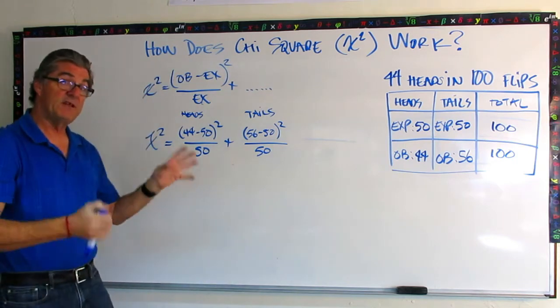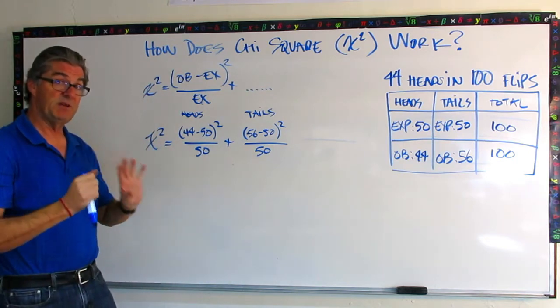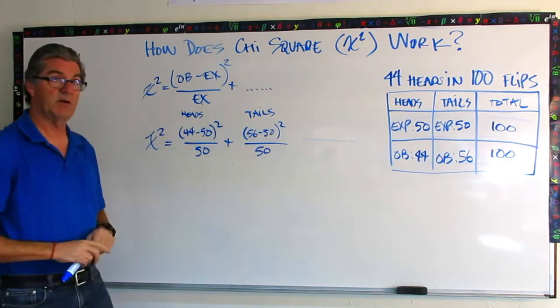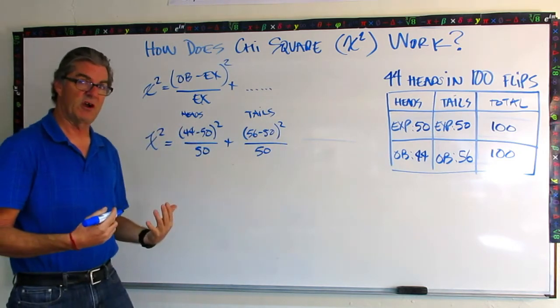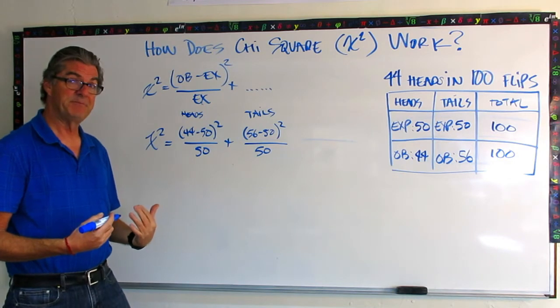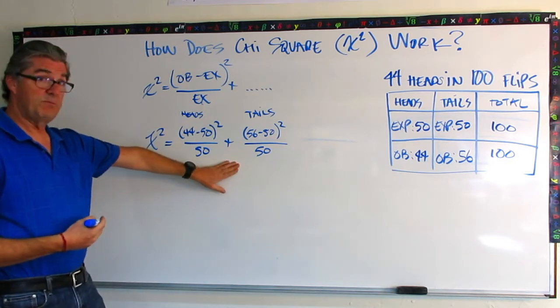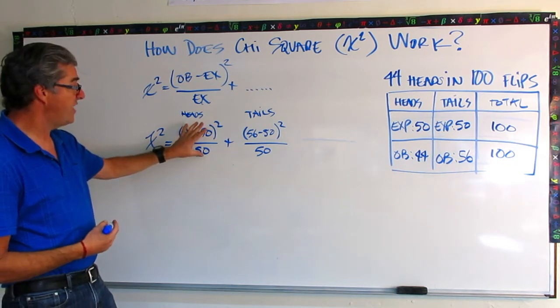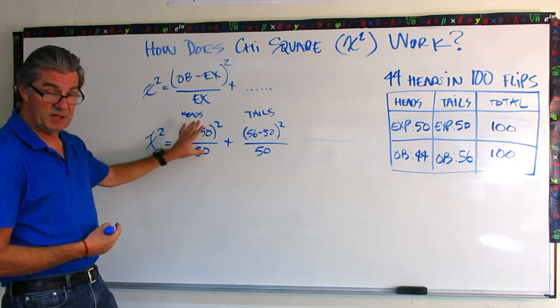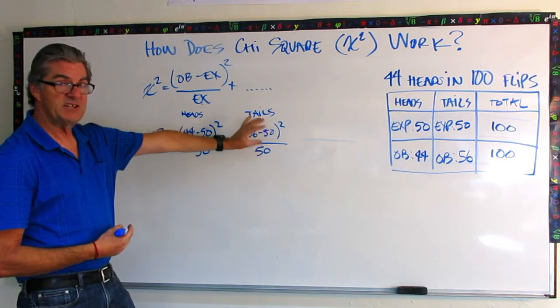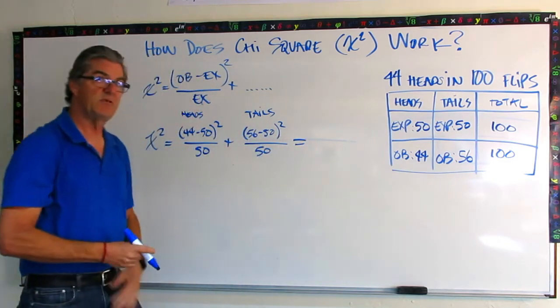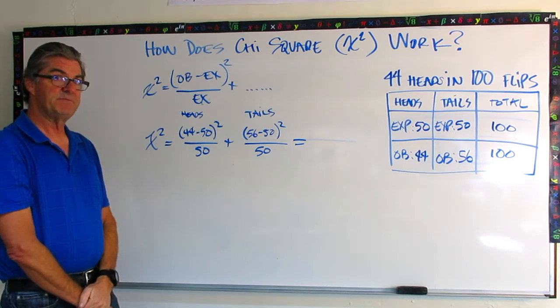So be careful, especially in the beginning, with your plug-in step, that you refer to your table and you put the correct values in the correct places before you start calculating away. Okay, now you probably have the skills right now to finish this out. Evaluate that fraction, get your answer. It's probably going to be a little decimal. Evaluate that fraction, see what you get, combine them together, and see what you get for your chi-square. Pause the video and give it a shot.